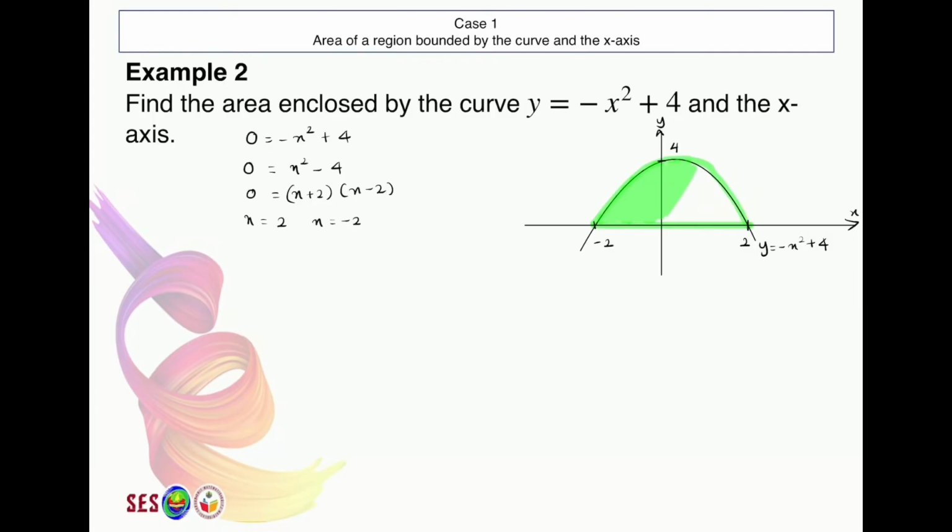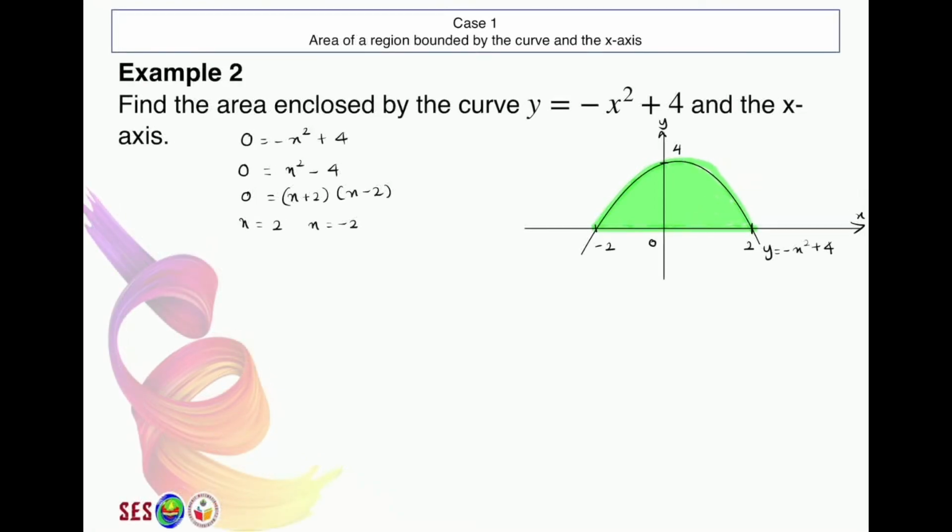So how do we go about finding this area right here? So what you need to do is you need to recall the formula to find the area of a region bounded by the curve and the x-axis. So area is equals to, okay, the intervals a, b. So this will be the upper function minus the lower function. So you have to always remember this. Okay, upper function minus the lower function. Okay, and you integrate it with respect to x.